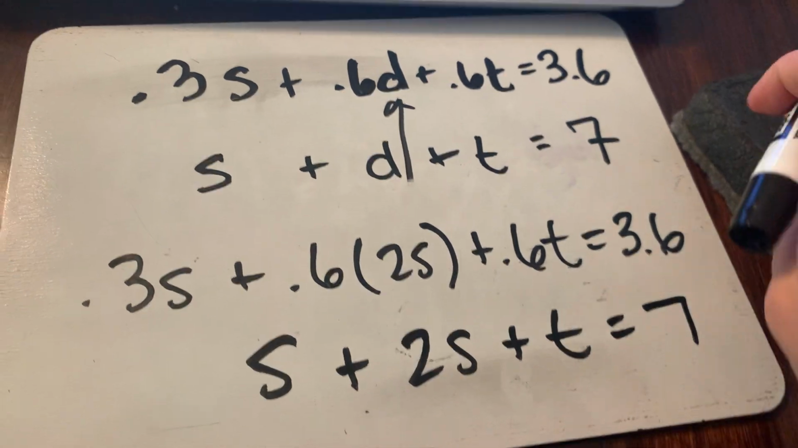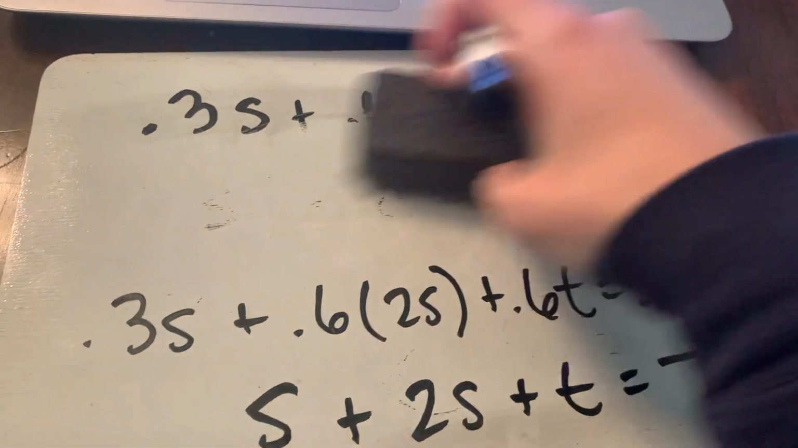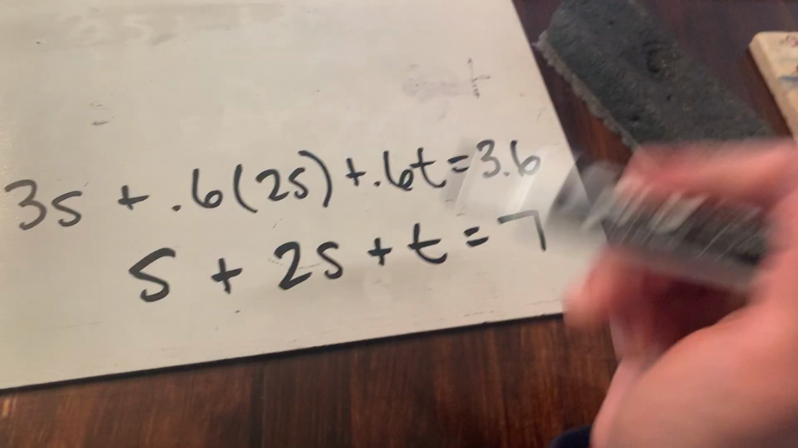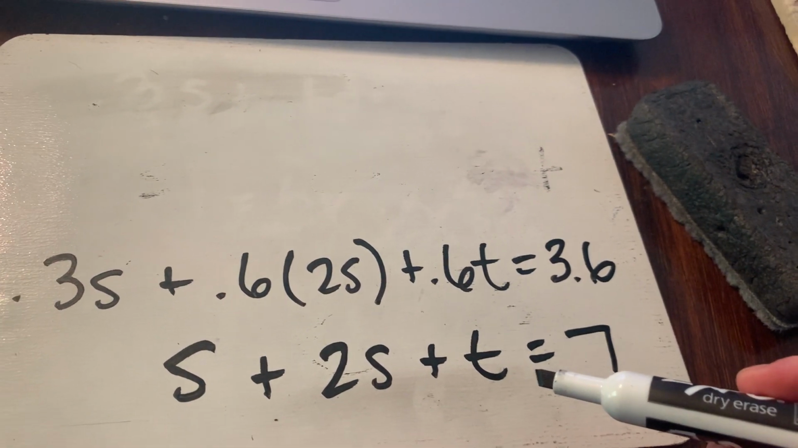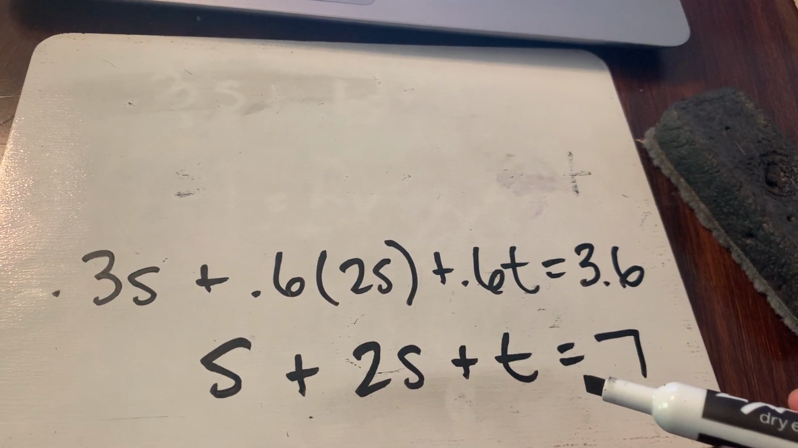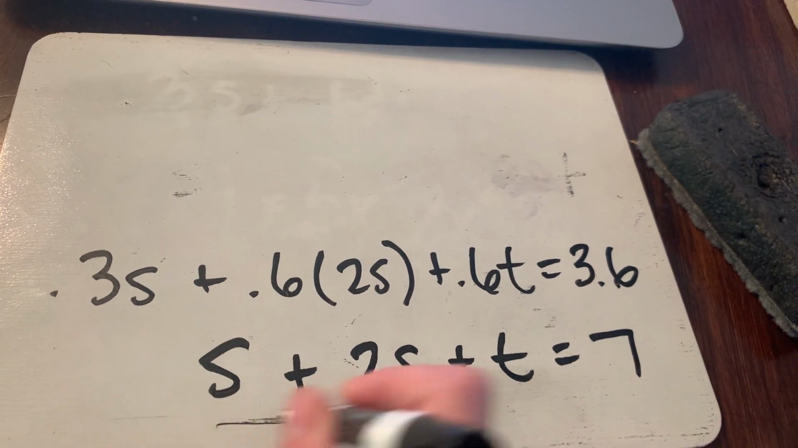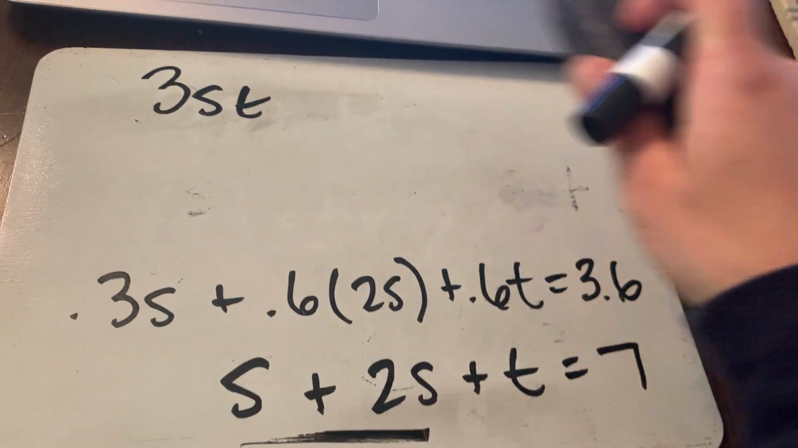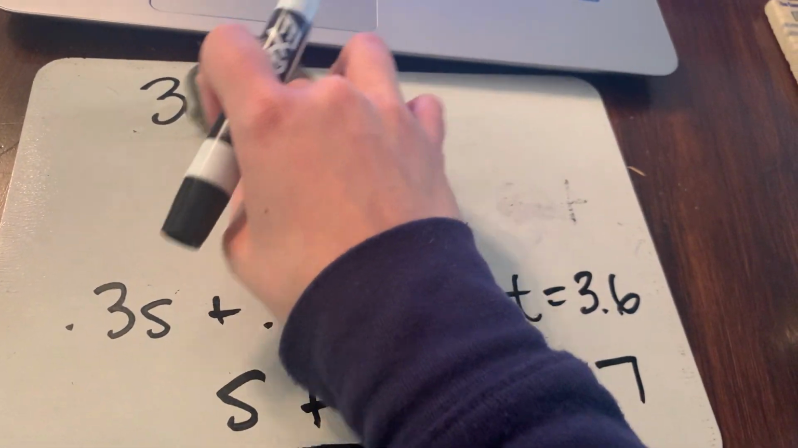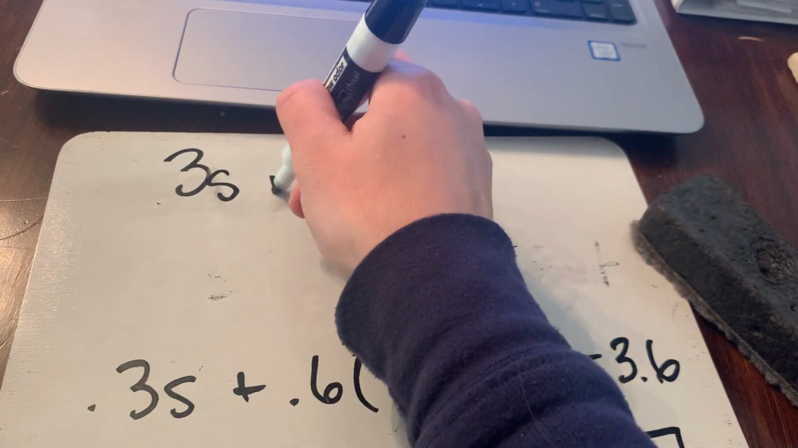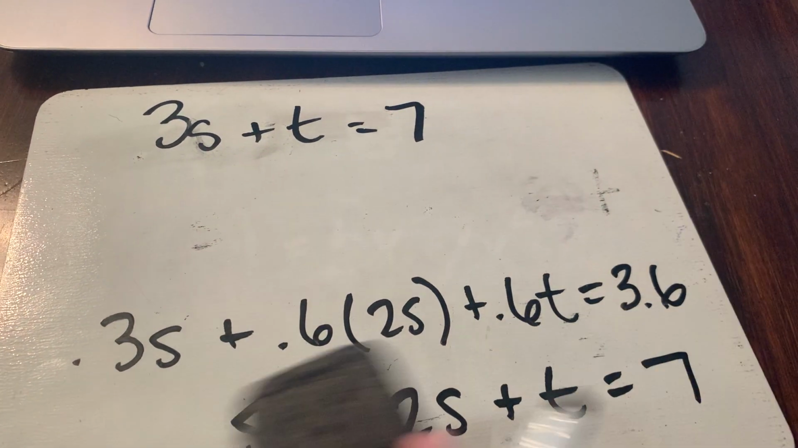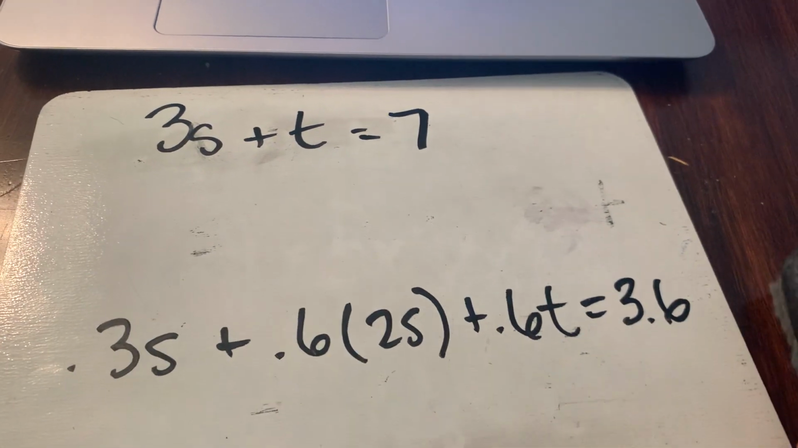So now we have a system where it's 2 variables, and we've done that since Algebra 1. So let's clean it up. Like I said, if you initially use substitution, then you can use elimination as you continue. So here we have 3S plus T. Oops, why did I write T? Equals 7.